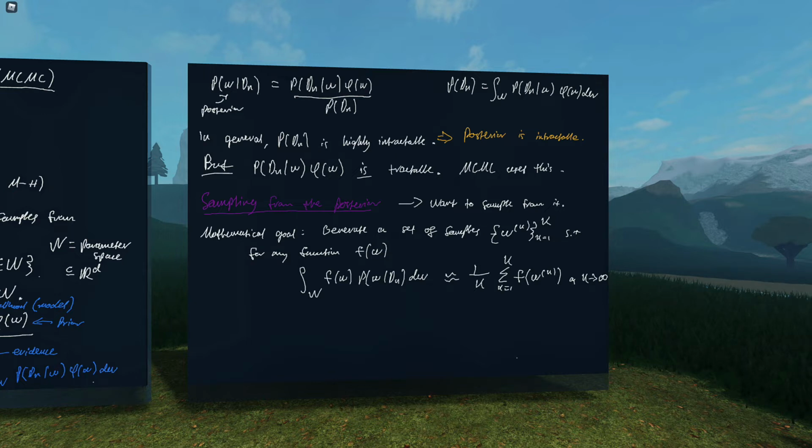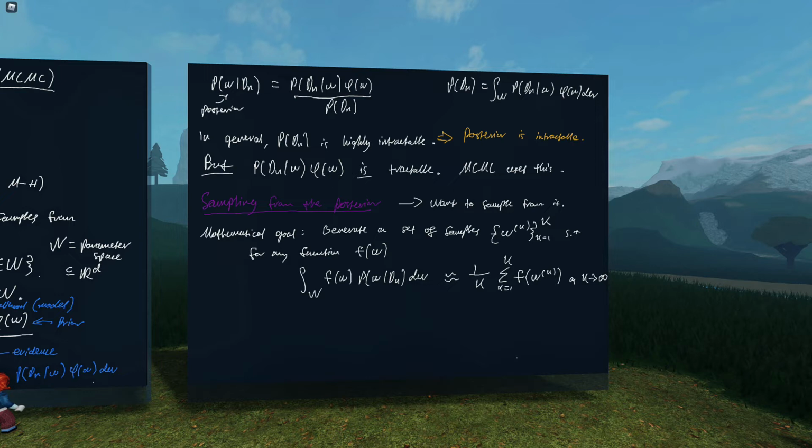So if we can get a set of samples that gives us this relation, then we can extract any information that we care about from the posterior. We can calculate things like the posterior density over small subsets of W, and things like means and medians and all sorts of estimates to extract information from the posterior.